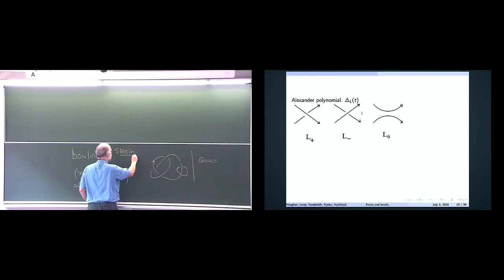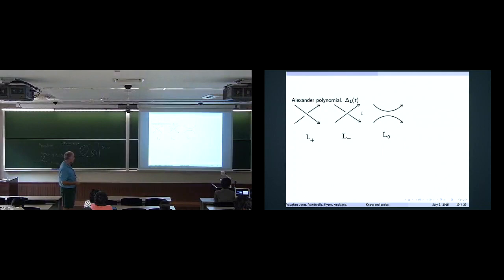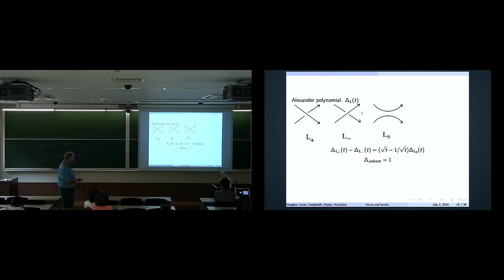And this is called a skein triple. So the idea is simply that if ever you have three links, L plus and L minus and L zero, that are related in this way, then their Alexander polynomials satisfy a certain relation. Here it is: delta L plus of t minus delta L minus of t equals the square root of t minus 1 over the square root of t times delta L0. So it's three links, and your Alexander polynomials are related in this way.